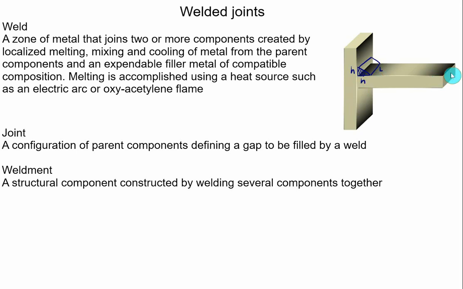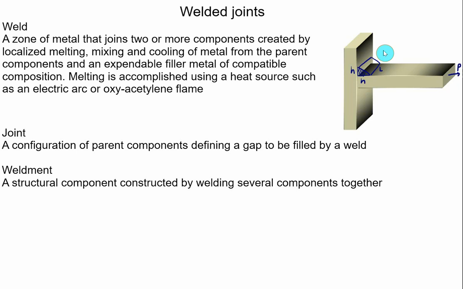Whatever force we apply to the plate, the weld must be able to withstand the given force. That is, the stresses developed in the weld zone must be less than the allowable stresses. A joint is a configuration of a parent component defining a gap to be filled by the weld metal, and a weldment, a structural component constructed by welding several components together, is called a weldment.